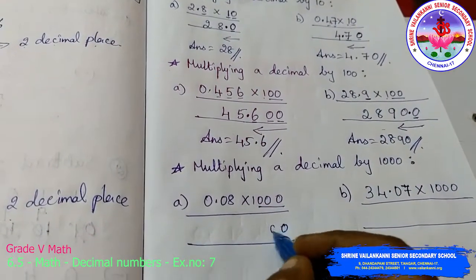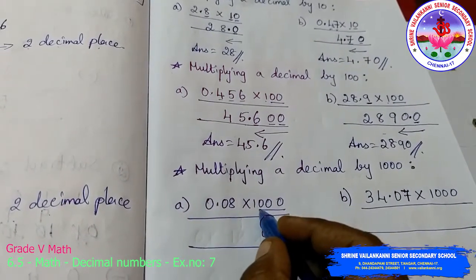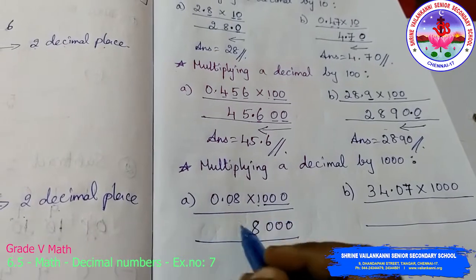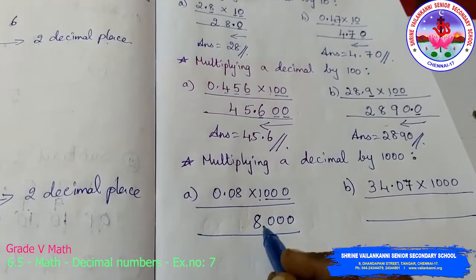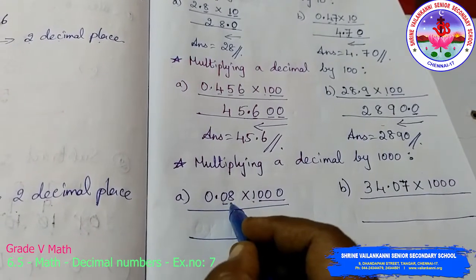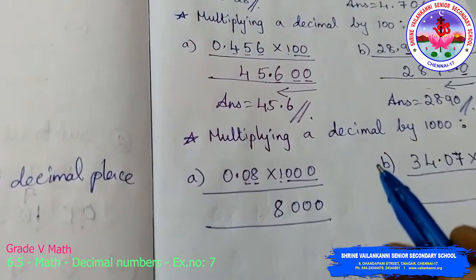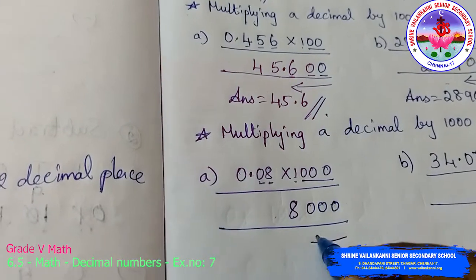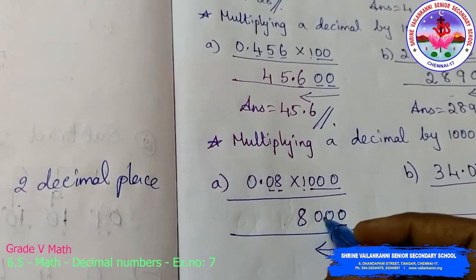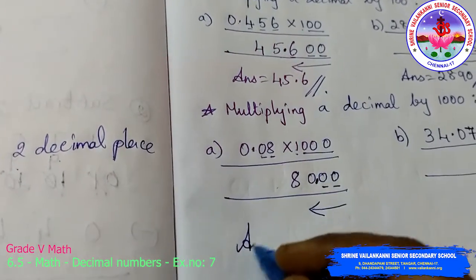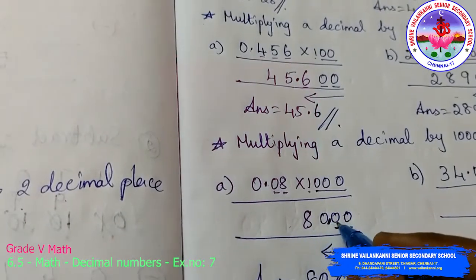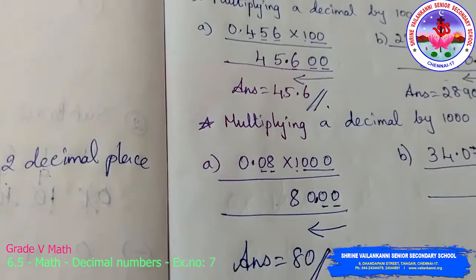Multiplying by 1000: 3 zeros added in the answer, 1 into 8. So 1 into 0 is 0, 1 into 0 is 0. I am just writing only 8. Here after the decimal how many places are there? 2 places. So from right to left you have to move 2 places. 1 place, 2 places. So decimal here. The answer is equal to 80. After the decimal zeros are there, so I have not included them.